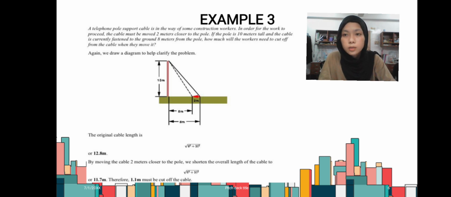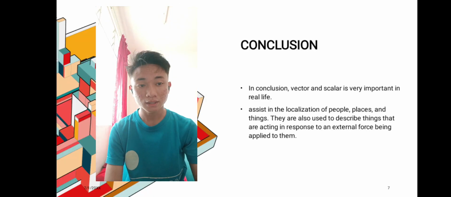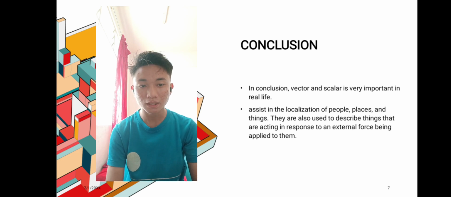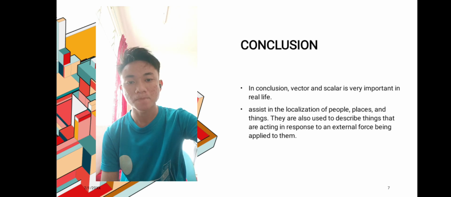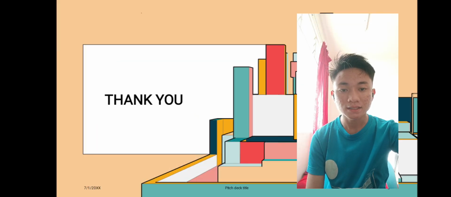That's all. Thank you. In conclusion, vector and scalar are very important in real life. They can assist us in the localization of people, places, and things. They are also used to describe things that are acting in response to an external force being applied to them. That's all from us. Thank you for listening to our explanation.